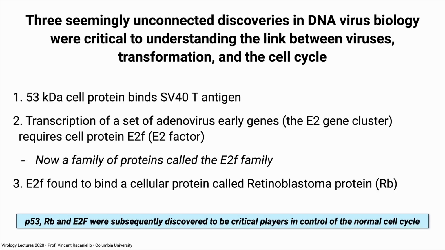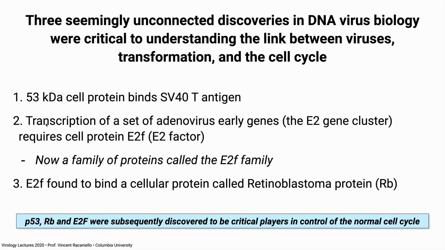Finally, to link all of this together, I have to tell you 3 discoveries which were made independently. They seem unconnected initially, but they were the link between these viruses, these DNA viruses, transformation, and the cell cycle. First, people studying SV40 T found it bound a cell protein called, well, we now know it's P53, but it was a 53,000 Dalton cell protein.